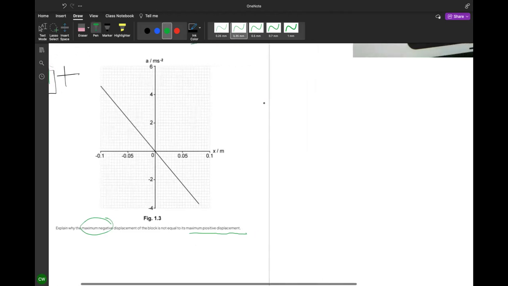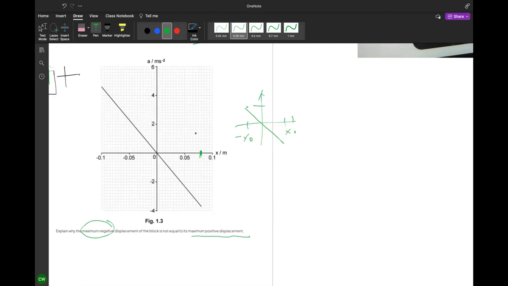Because by right, the graph should look like this. And this must be the same. But now the positive amplitude is about 0.8, and this is nearly 0.1. Why are they different? Why the two values are different?